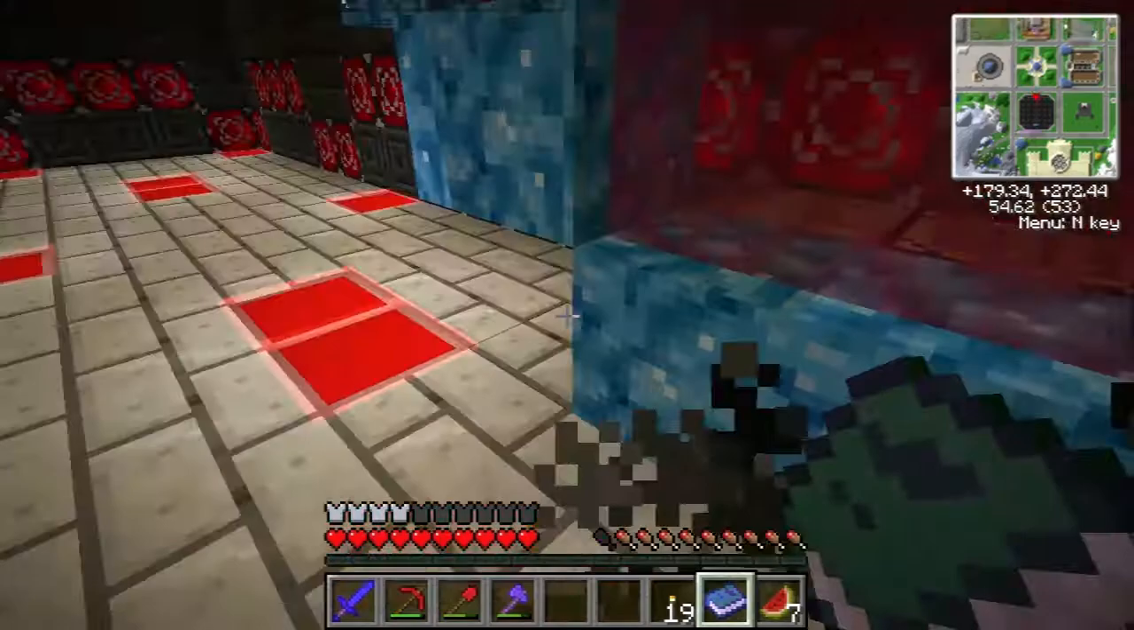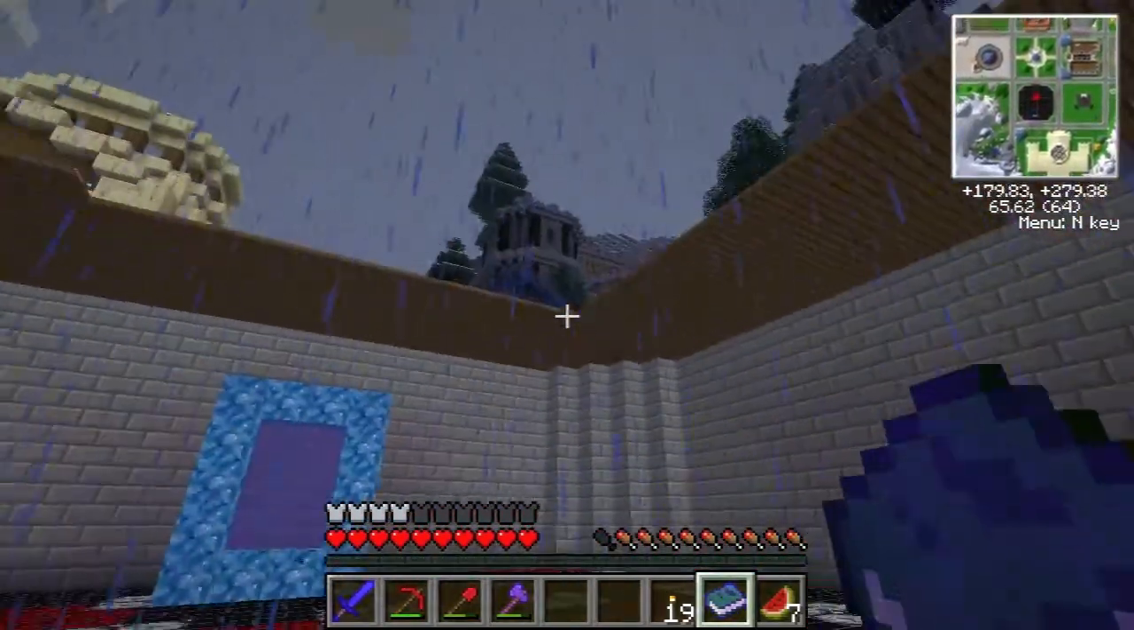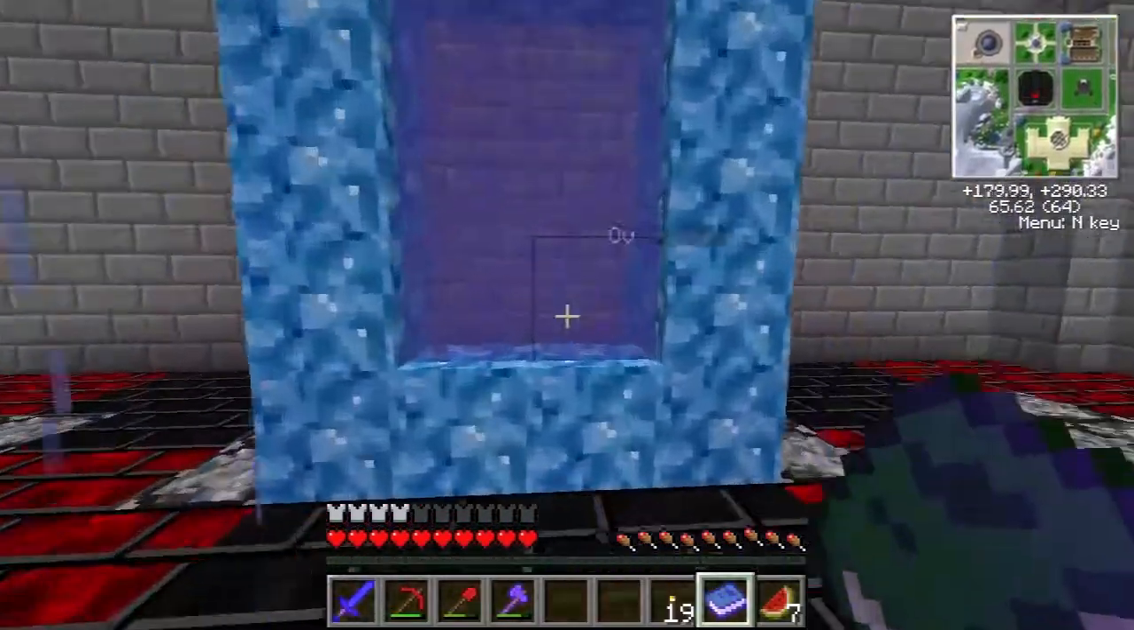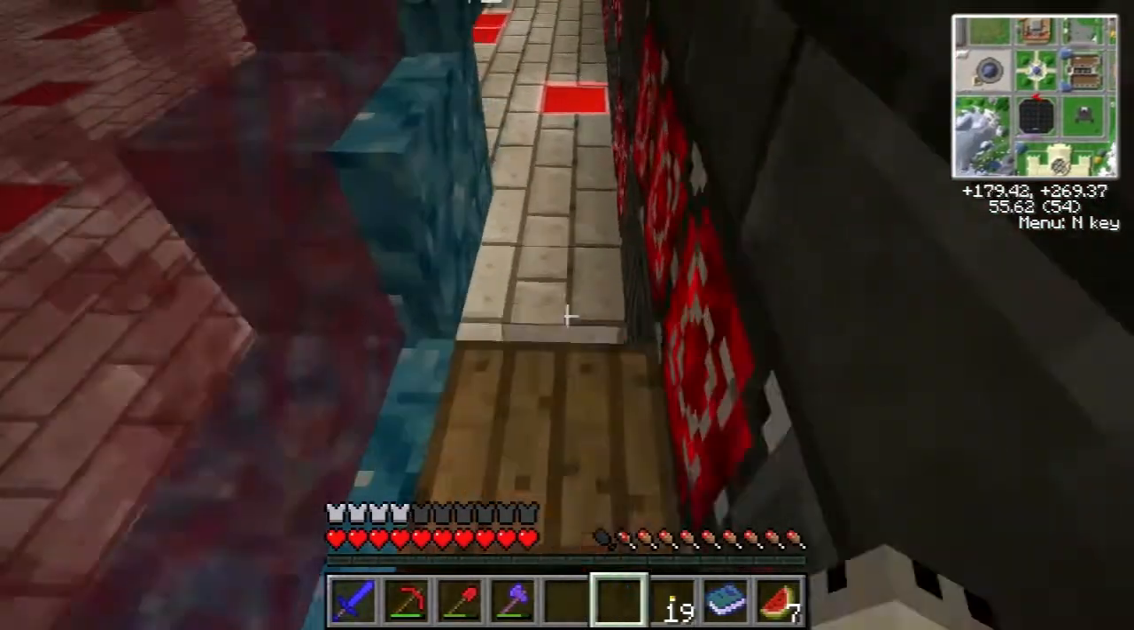Let me just pop up top here and I can show you that my house is coming underway. I just have to keep getting spruce wood to fill out that top level so I can keep building. But for now, we are not worrying about that.